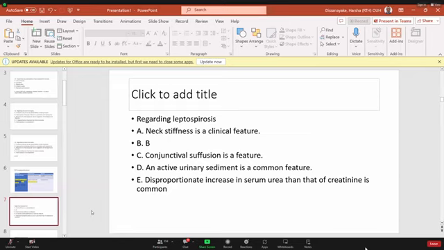And what is the classic UFR, or urine full report, in leptospirosis? It is pus cells, red cells, and bile. Pascal's cuff, Ritzel's, bile is the classic UFR in leptospirosis.